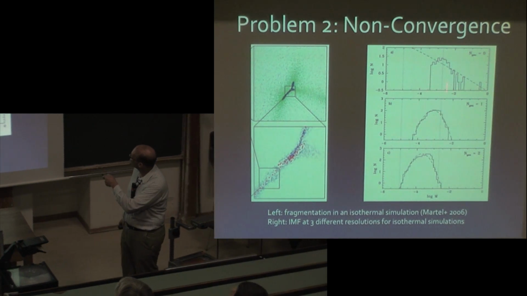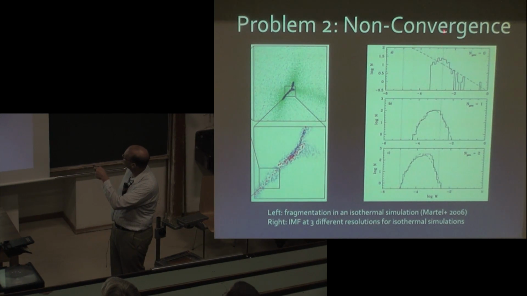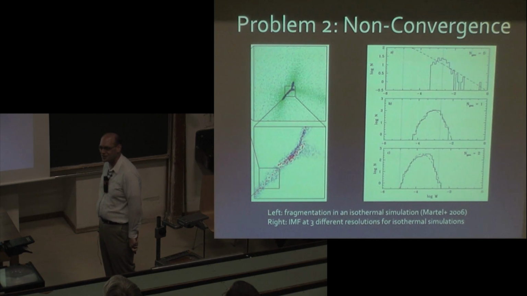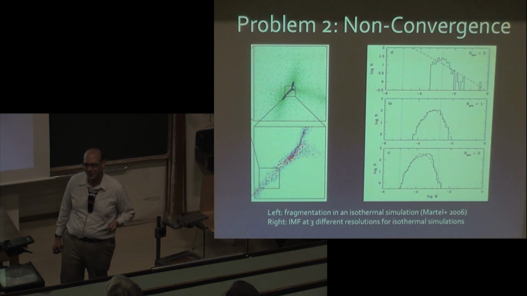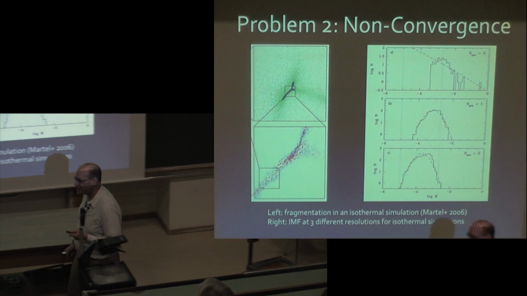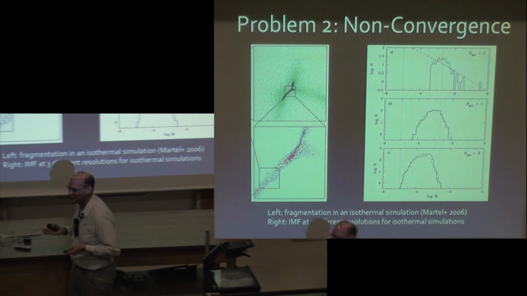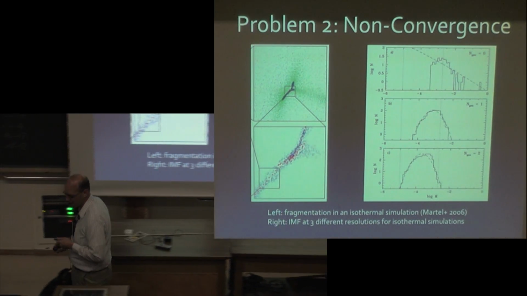All right? As a result, the characteristic mass they got, so here's the simulation at the lowest resolution, you get this characteristic mass. Here's the simulation with the next highest resolution, you get this characteristic mass. Next highest resolution, this characteristic mass. The characteristic mass you get is always just the smallest mass you can resolve. So that immediately tells you something's wrong. There's not enough physics here for this problem to even have a well-defined answer.